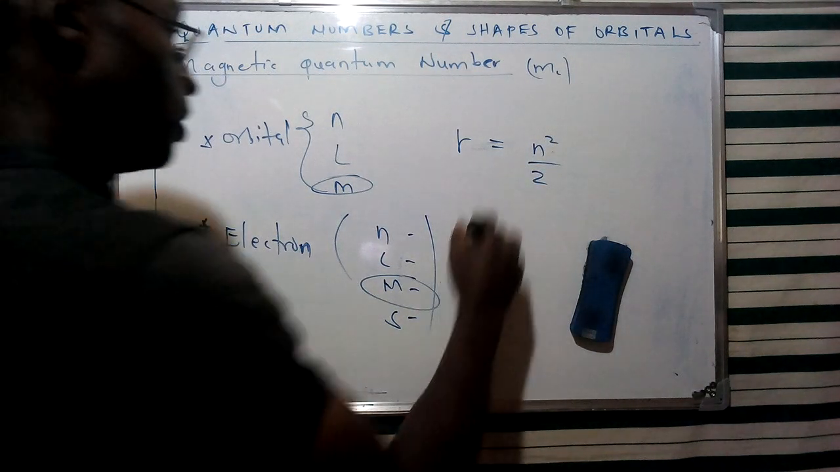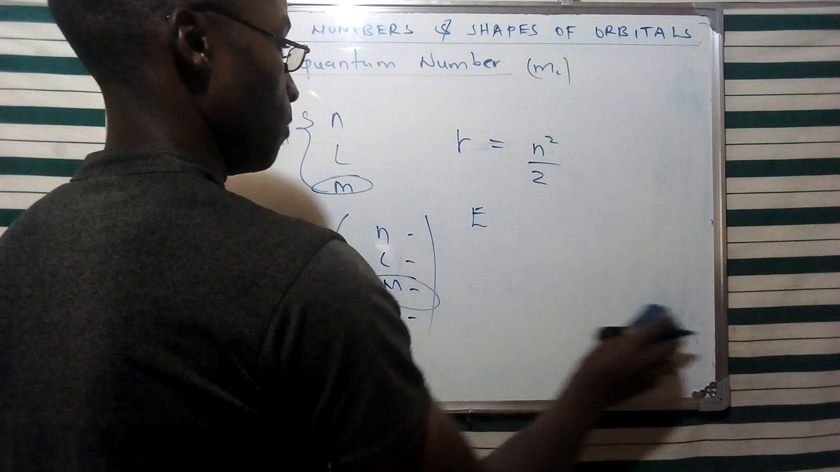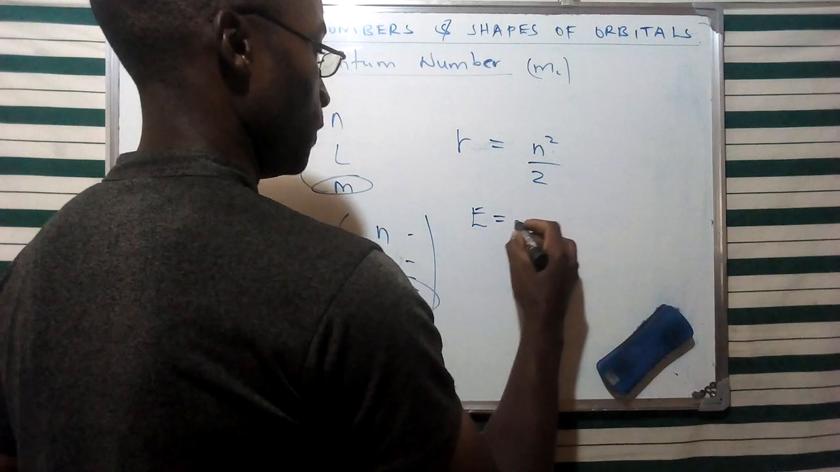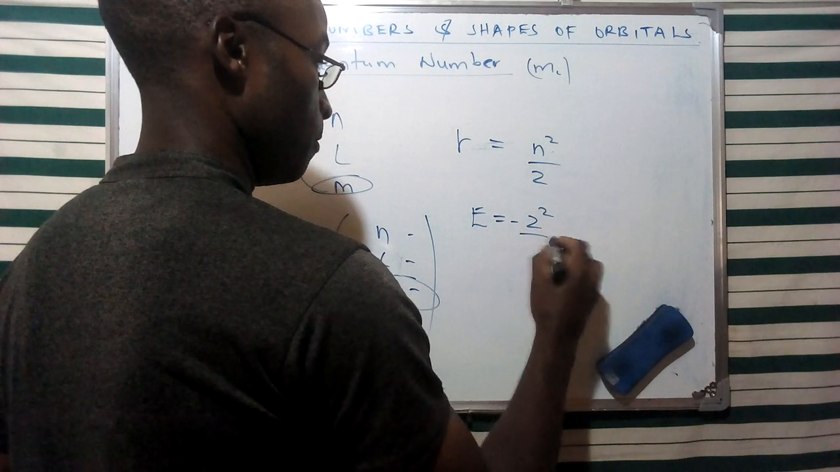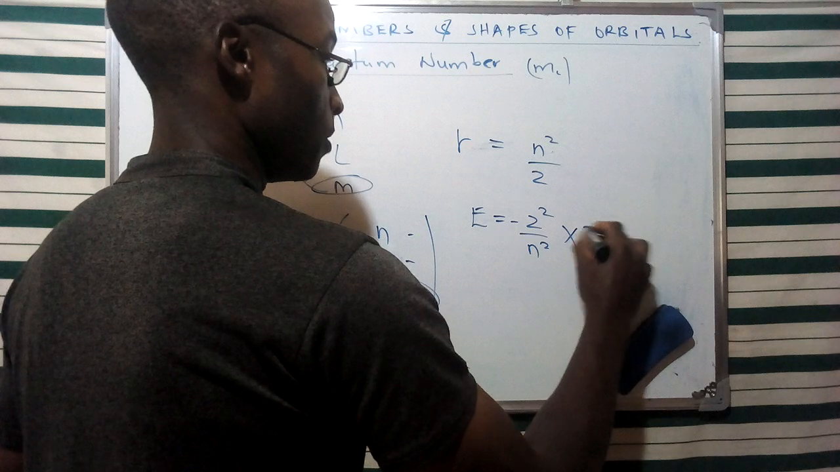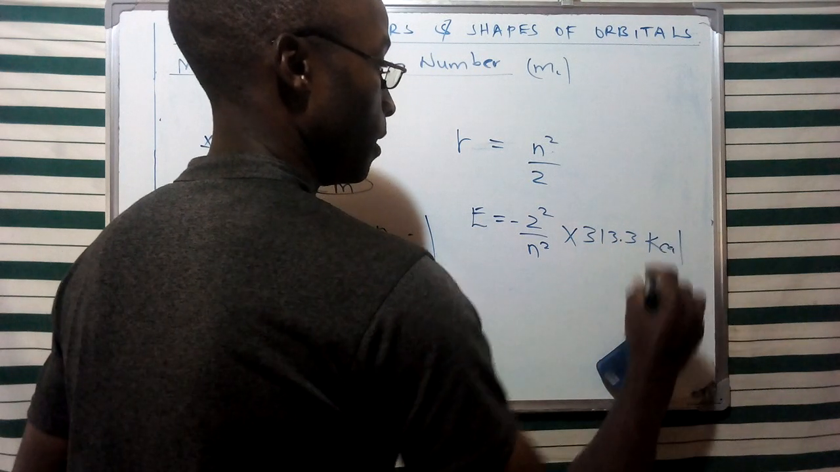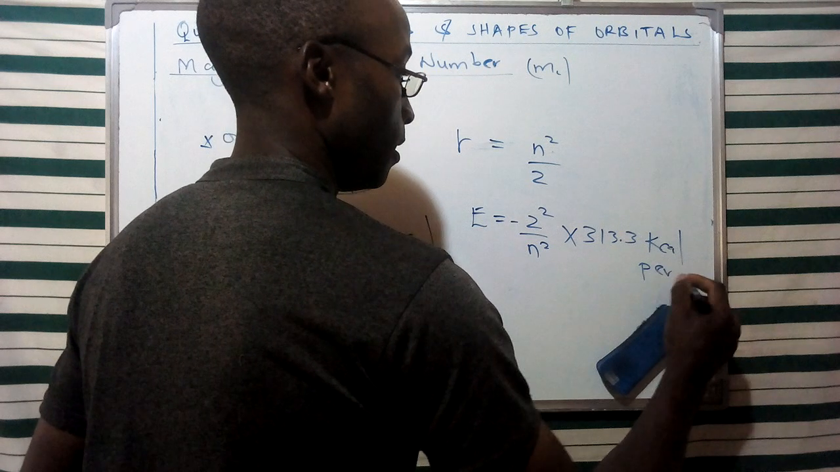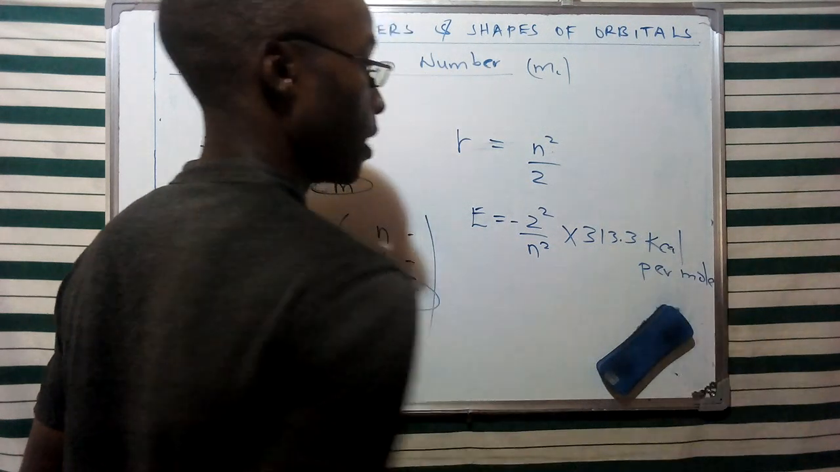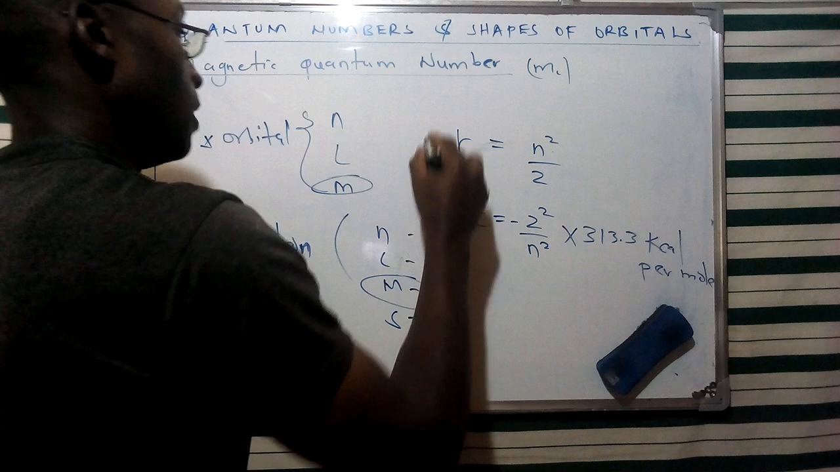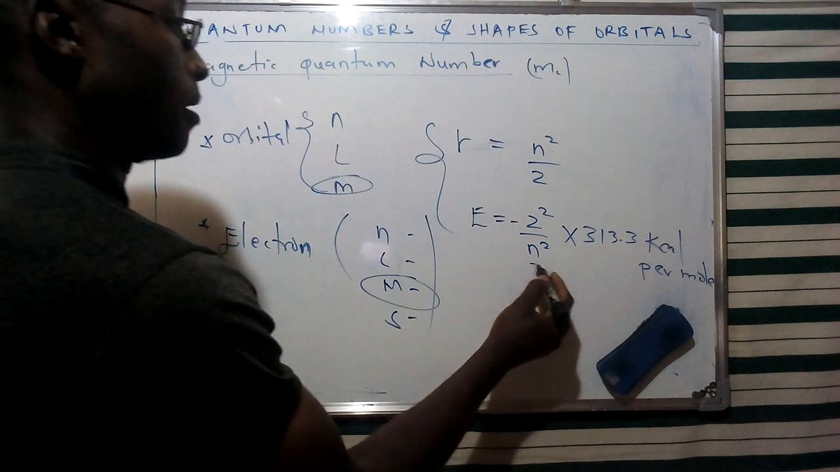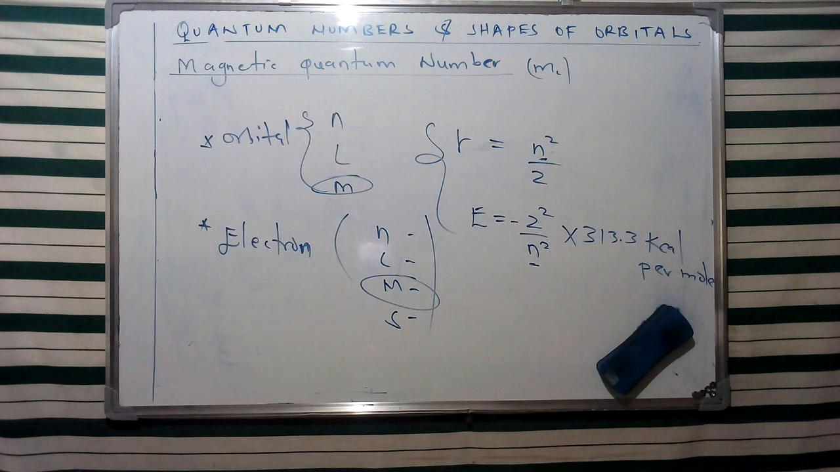We also said that we can describe energy in terms of this principal quantum number, and this was given as a negative value of Z squared over n squared times a constant. We find a variation of this in the description of energies, measured in kilocalories per mole. These are described using various aspects of the principal quantum number.